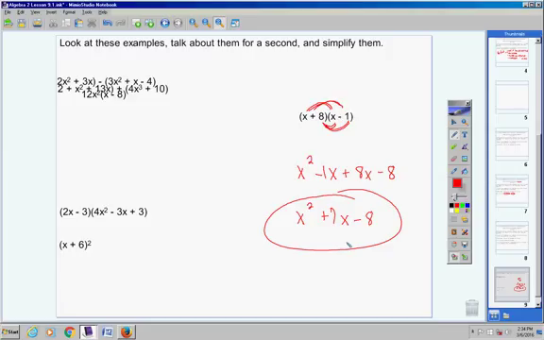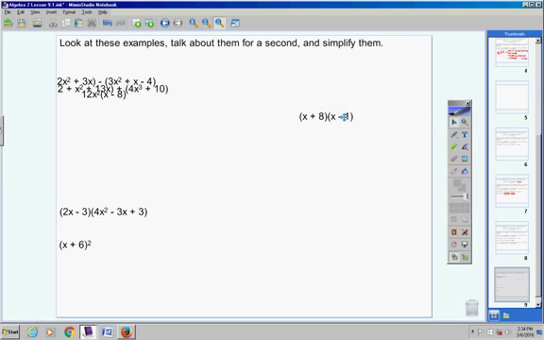A monomial is a polynomial. A binomial is a polynomial, okay? So we have a 3-term polynomial, or it is called a trinomial. We have a second degree trinomial. Second degree trinomial, alright? Okay, moving on.